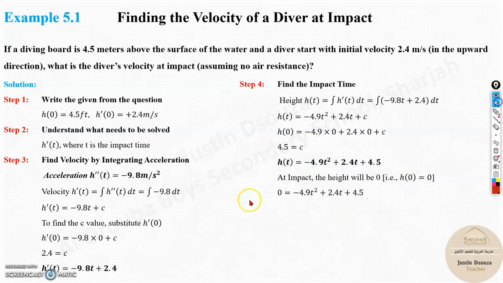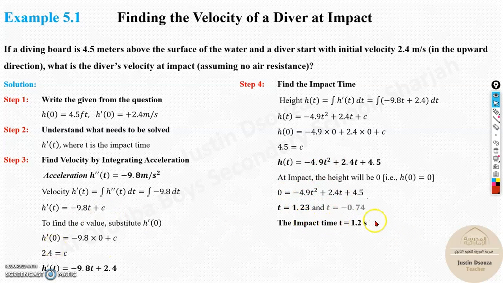So just equate it to 0. We have done this many times. Quadratic equation, use the quadratic formula. So all you need to do is put it in the formula, you will get two answers. Remember, negative time is not possible, so this is the correct answer. T is 1.23. This is the impact time. You will have only one correct answer.